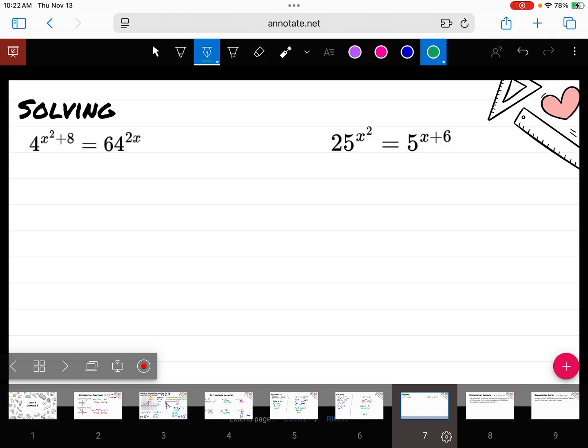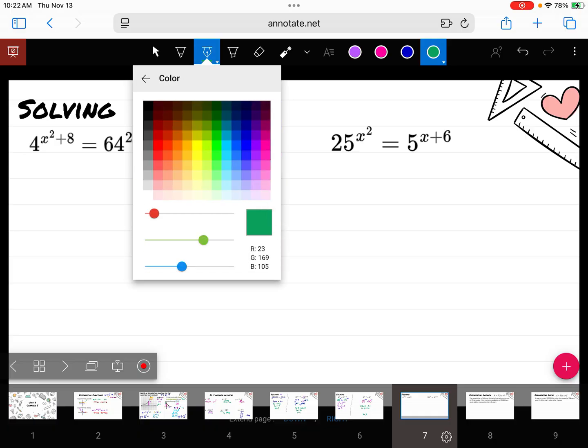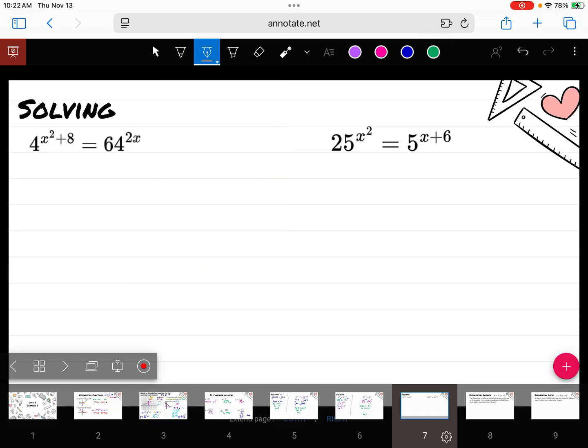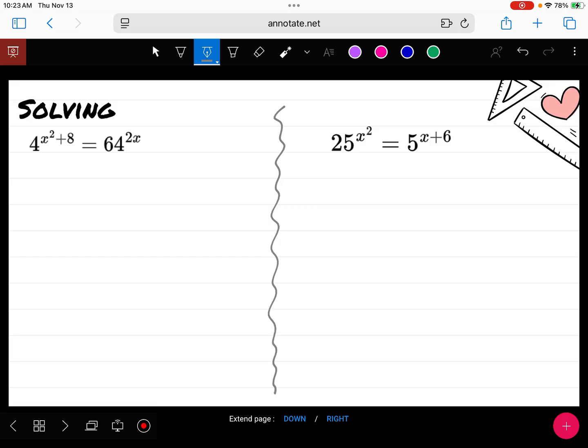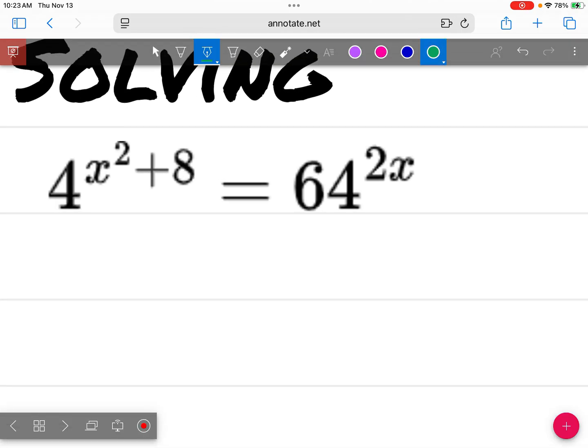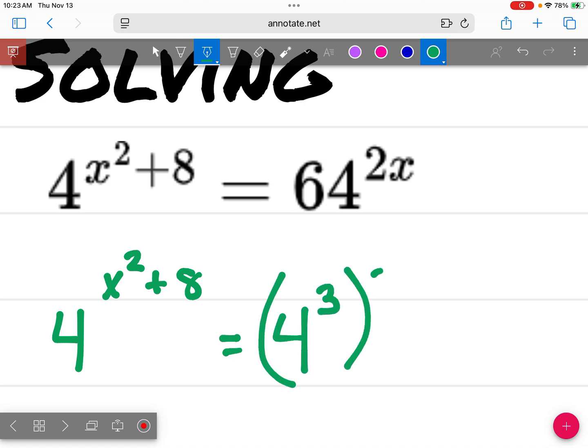We have our 4 to the x squared plus 8 and our 64 to the 2x. I still want them to have that same base so that we can set our exponents equal to each other. So when we're looking at this first one here, our 4 to the power and our 64 to the power, what base are we going to put them in? 4. You could do this and switch them into 2's, but that is harder. I can rewrite 64 in terms of 4's. So we're going to have our 4 to the x squared plus 8 equal to 4 cubed to the 2x.